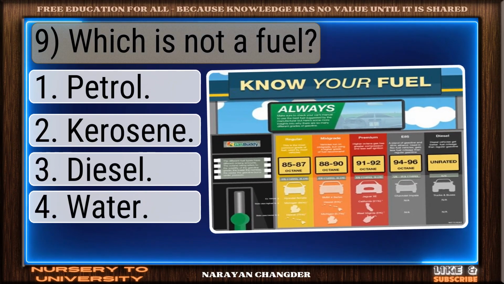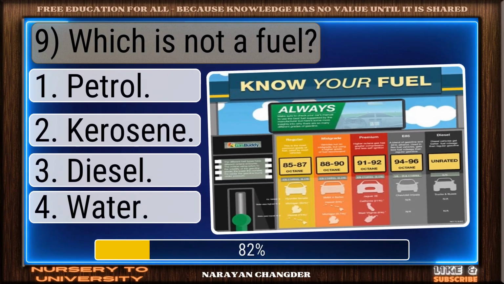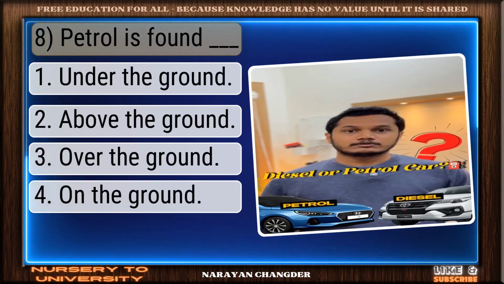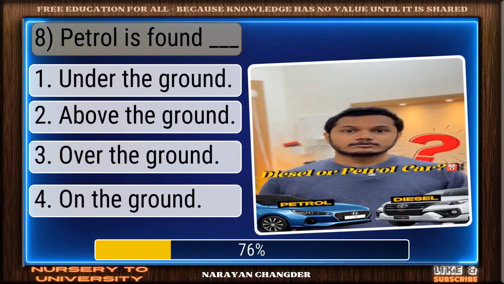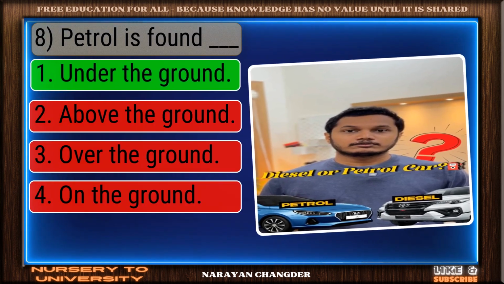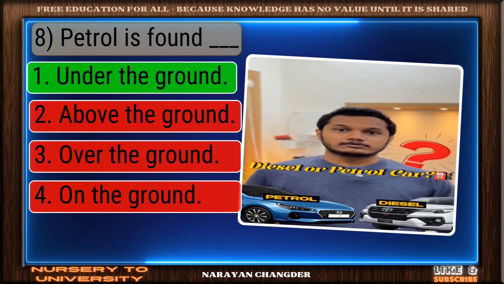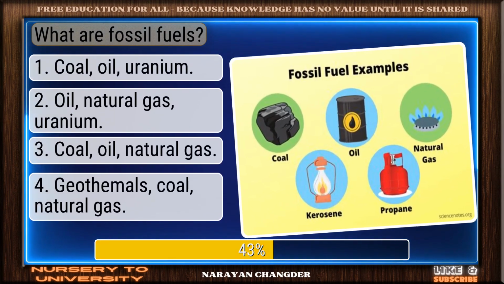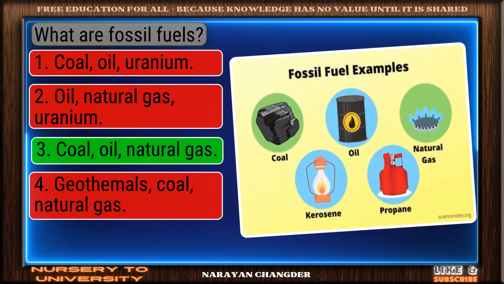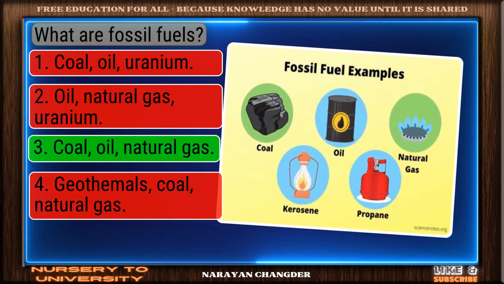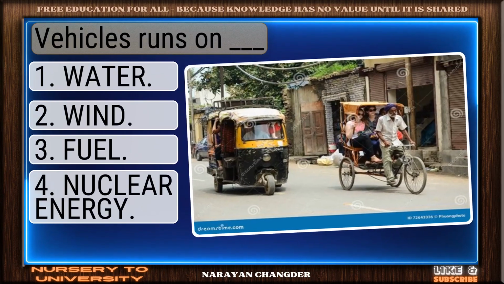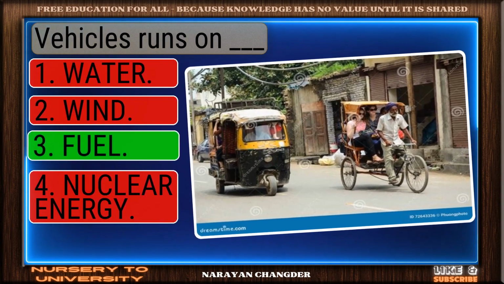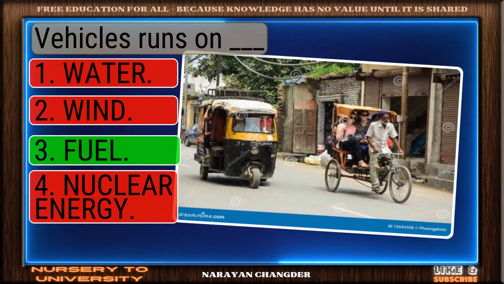Which is not a fuel? You chose water, and it is correct. Petrol is found dash. Good thinking. Under the ground is the right answer. What are fossil fuels? Well done. Coal, oil, natural gas is the right choice. Vehicles run on dash. Great job. Fuel is the accurate answer.